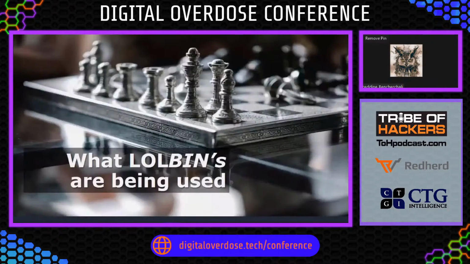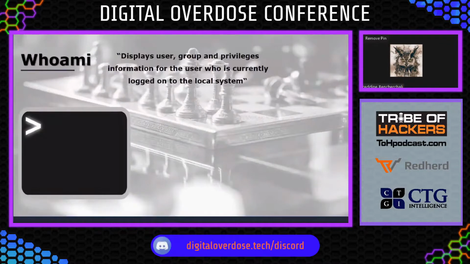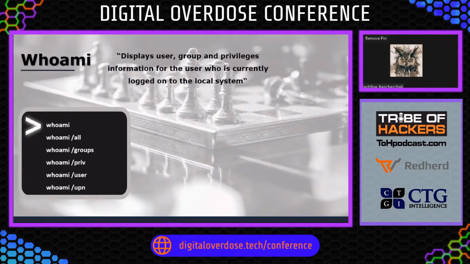Now, what are the LOLBins that are being used? We'll go gradually. So the first one is the whoami utility. By its definition, it displays user, groups, and privileges information for the user who is currently logged on to the local system. So basically, this utility offers the following flags. As you can see here, there are a couple of flags such as /all, /groups, /privs, and they are self-explanatory. For example, the /groups will provide the groups that a particular user belongs to.